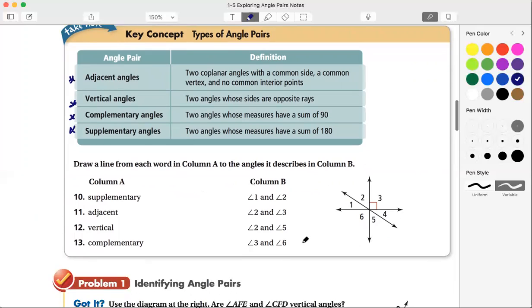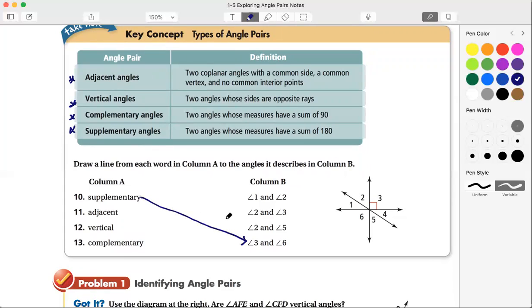So here's a picture, and let's see if we can draw the word with the angle pair relationships. Which angles are supplementary? Which ones will add up to be 180 degrees? Well, if 3 is 90 degrees, we need another 90-degree angle. How about 6? So angles 3 and 6 add up to be 180 degrees.